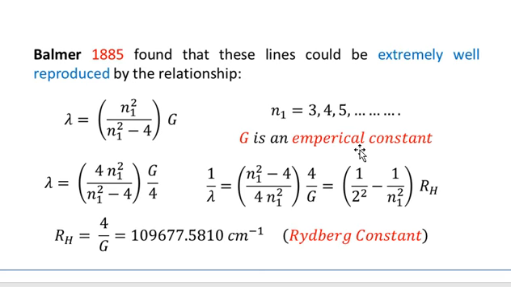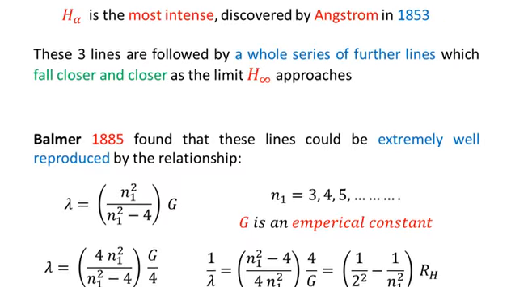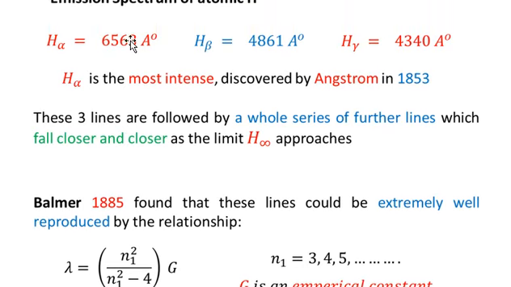And G is an empirical constant. So if you use this value of G, which I am not mentioning over here, and of course using n1 equal to 3, 4, 5, and so on, you can put those values over here. You can come out with different wavelengths numerically, and you will find that those wavelengths explain H alpha, H beta, H gamma, and many other wavelengths from the hydrogen atom.